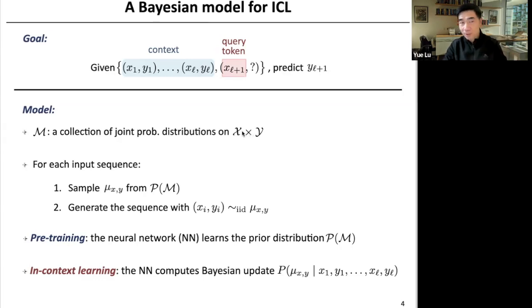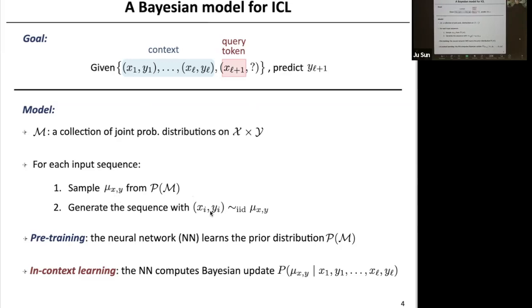And then what we do is, for each input sequence, we first sample one of such joint probability distributions. Okay, mu xy is one particular sample, and mu xy itself is a joint probability distribution on X and Y. Okay, and given this sampled distribution, we are sampling the actual sequence xi and yi.